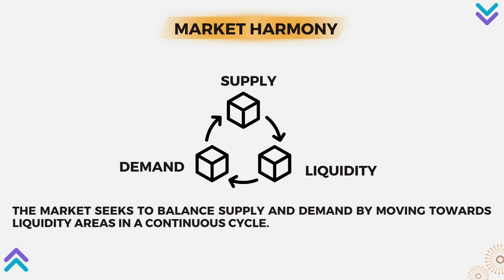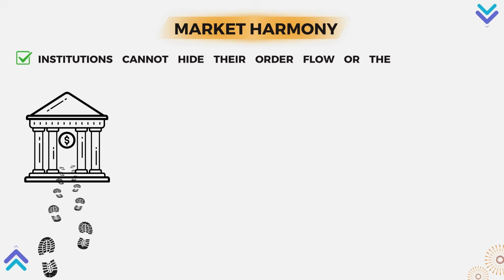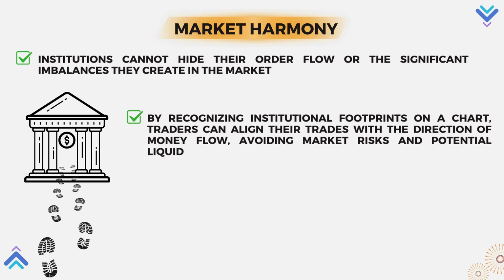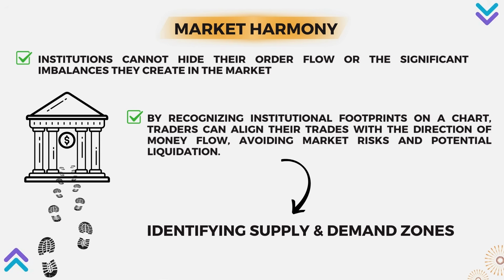The market is like a continuous cycle that constantly seeks to rebalance supply and demand imbalances by moving toward liquidity areas. As we discussed earlier, institutions cannot hide their order flow or the significant imbalances they create in the market. By learning to identify these footprints on a chart, we can align our trades with the direction of institutional money flow, avoiding being caught on the wrong side of the market and becoming part of the liquidation process. One of the best and safest ways to trade alongside financial institutions and identify their order flow is by accurately recognizing supply and demand areas on the price chart. Now, let's see how the supply and demand areas are formed in the market.